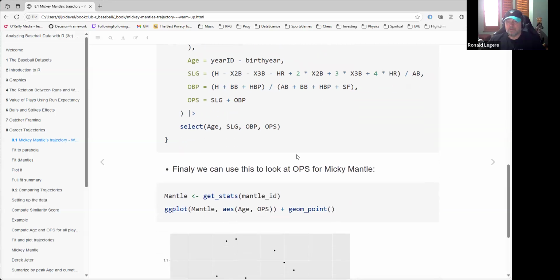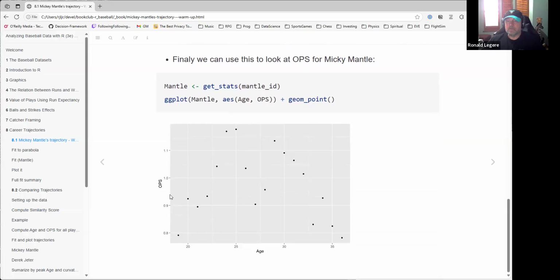With that, we can then do a little scatter plot of Mickey Mantle's OPS versus how old he was. We can see there's kind of an arc here. Looks like somewhere around 26 or 27, he had his peak, which is pretty good, it looks like more than 1.1, and then fell off as he got older.